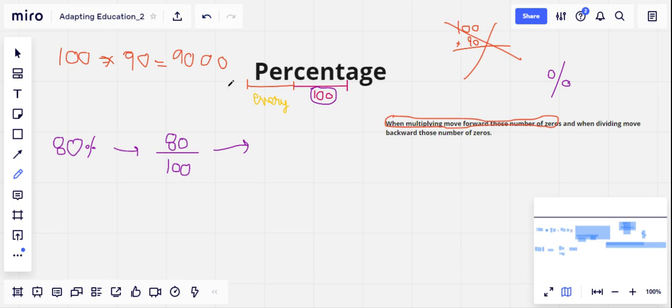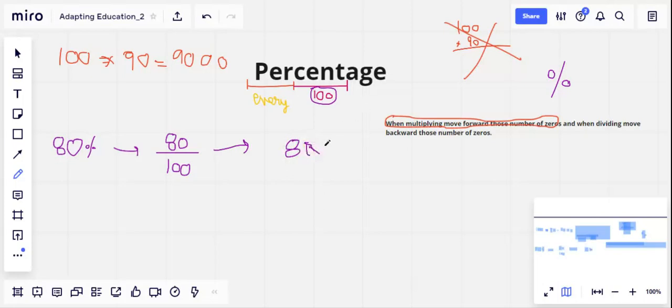And when we're dividing, again, let's see this one, the one which we're solving, when we're dividing, we move backward those number of zeros. So 80 is going to be as it is. I'm going to write 80 over here as it is, and we are not going to mess with it anymore.